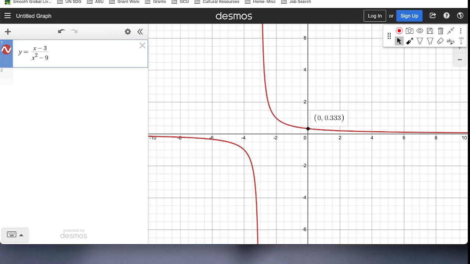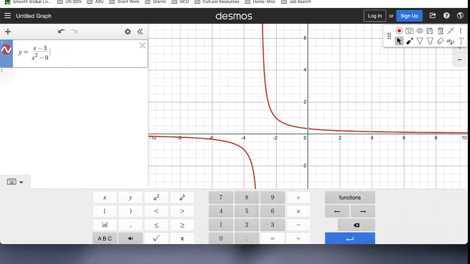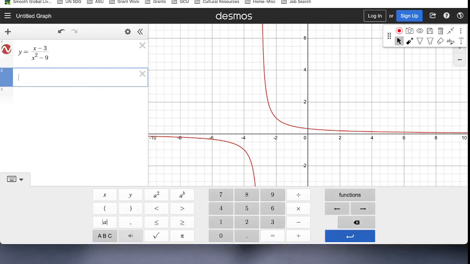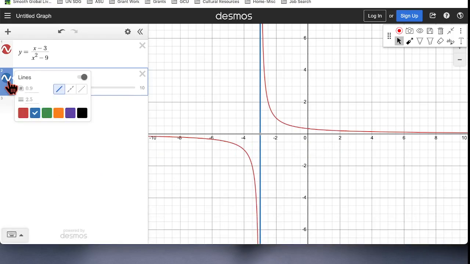And you could figure that out. And then we got this bottom part going on here. And again, we could put in that vertical asymptote at x equals -3. And there it is. Let me get a dashed line. Oftentimes it looks better.